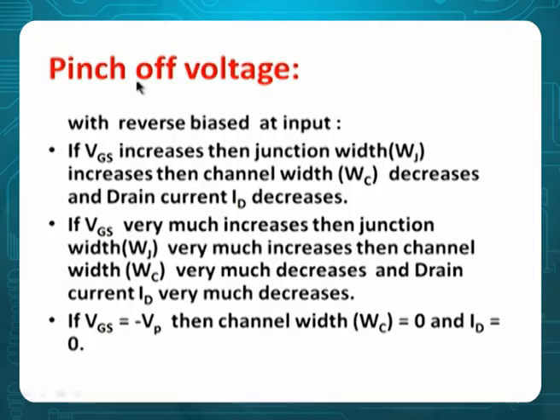Then let's talk about pinch off voltage. With reverse bias at the input, if VGS increases, junction width increases, channel width decreases, current is controlled. But if VGS further increases, junction width further increases, channel width further decreases, current still decreases. Lastly, if VGS is minus VP, then the channel width becomes 0 because the junction width will completely increase, both the junctions will come and touch each other, channel width is 0, therefore ID is 0. That's called the pinch off voltage. From now onwards, pinch off voltage means where current is 0.